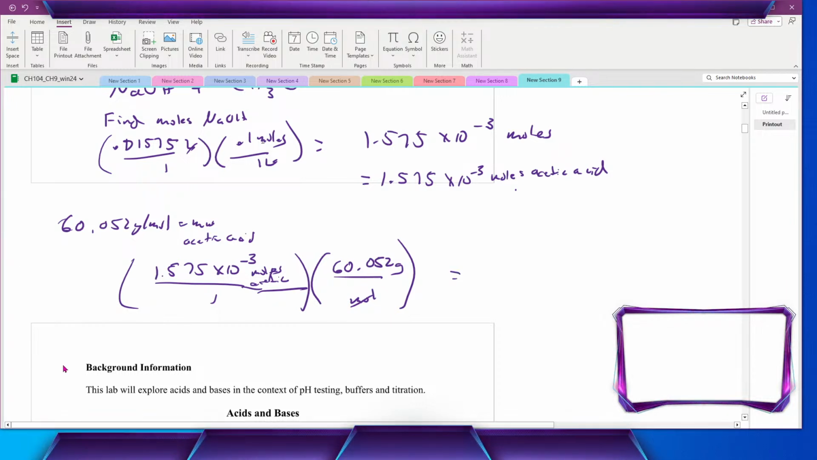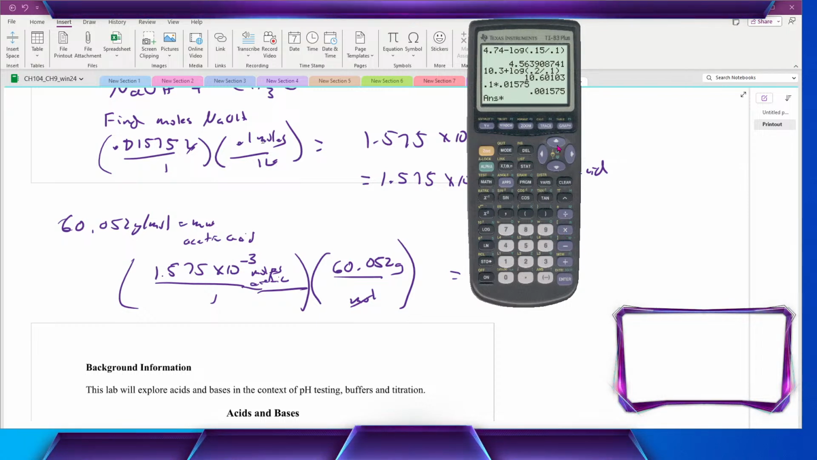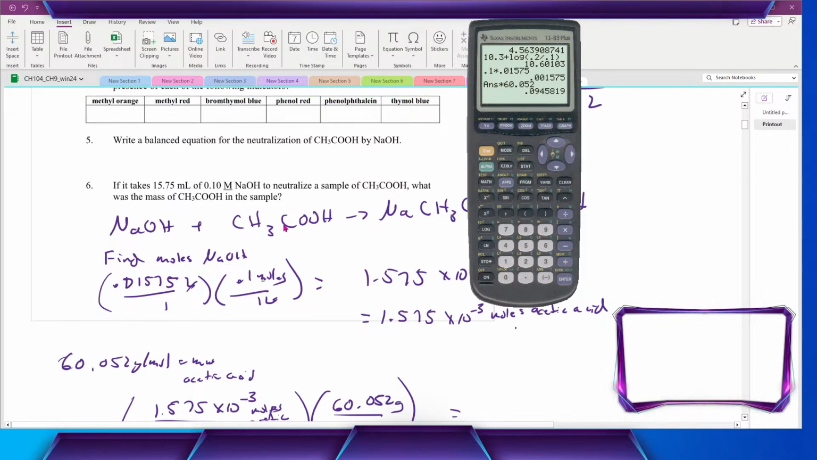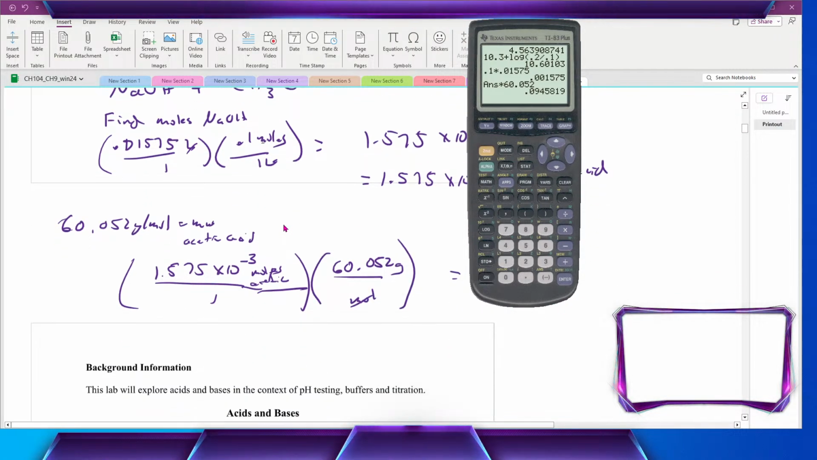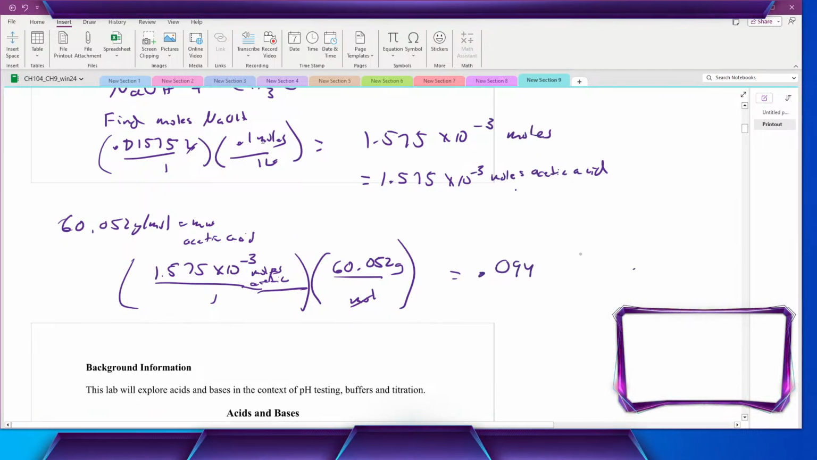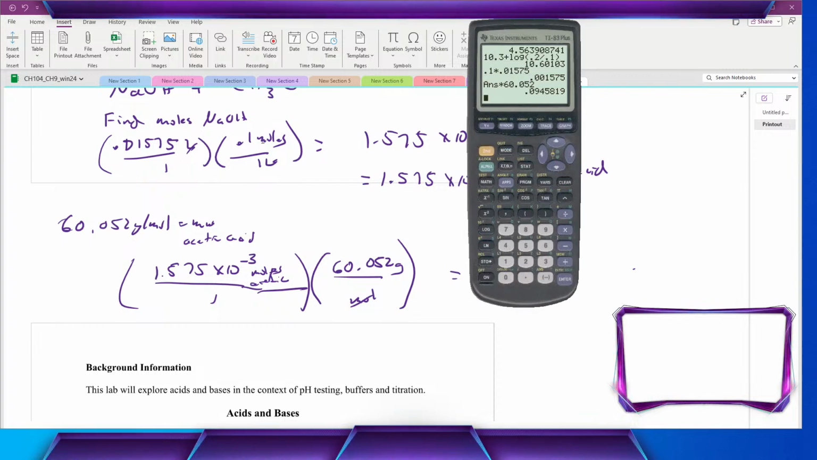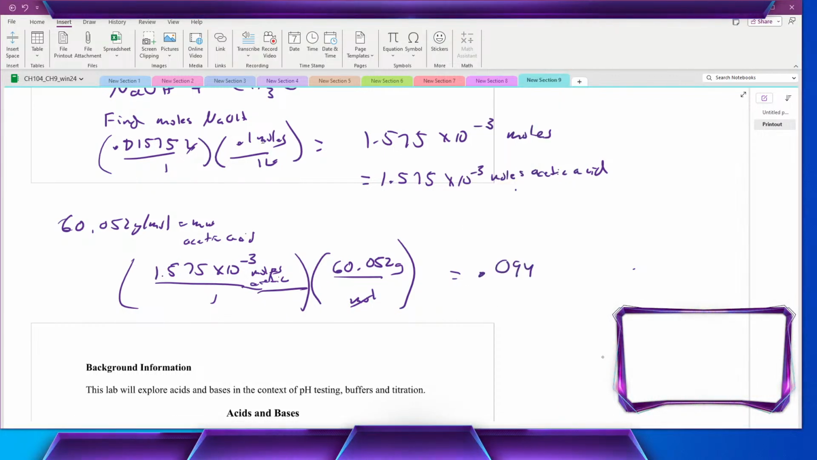And let me punch that in. So now times. So again, you could have left it in your calculator like that. And so now I have 0.0945 grams for the mass of vinegar in that sample. And I'll round it to 0.0946 grams.